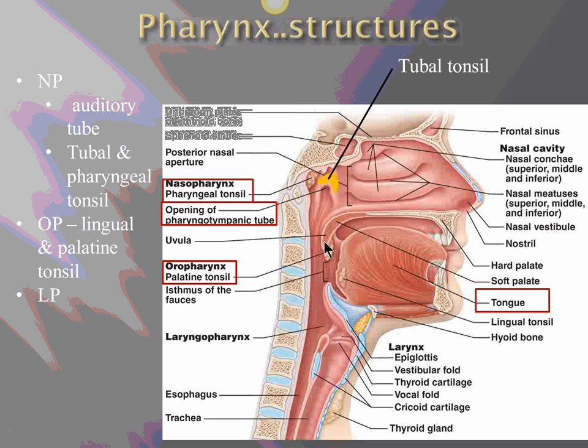Here in the oropharynx, you can see the palatine tonsil and the lingual tonsil. This should have been here, the lingual tonsil, and the laryngopharynx has nothing special.